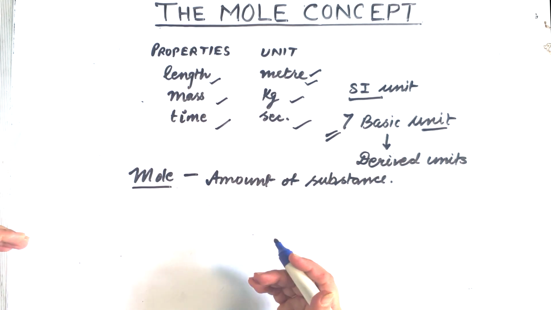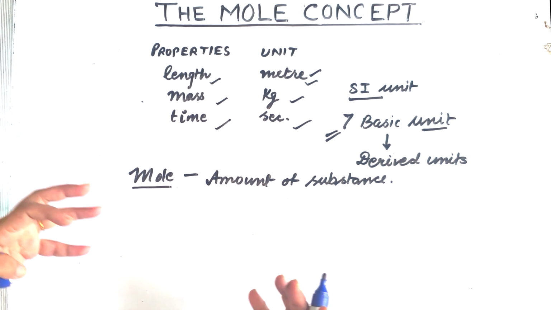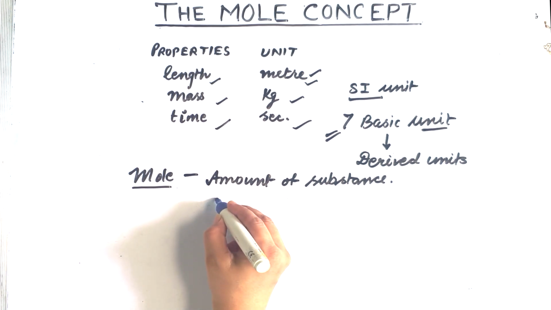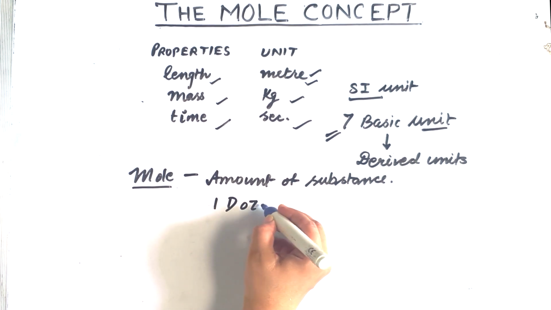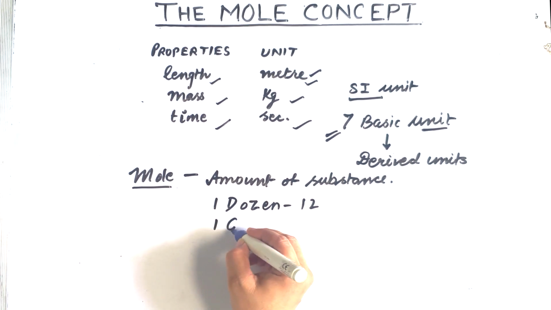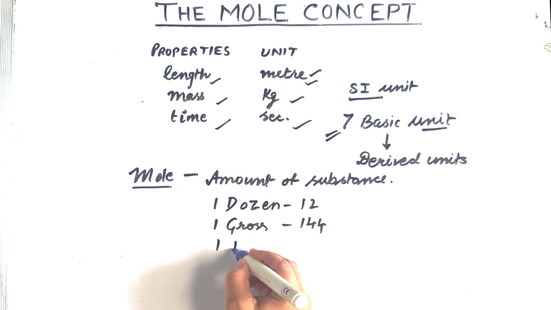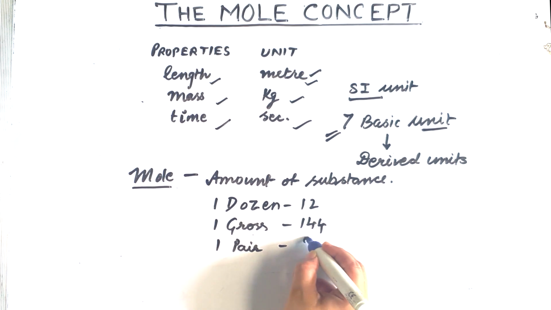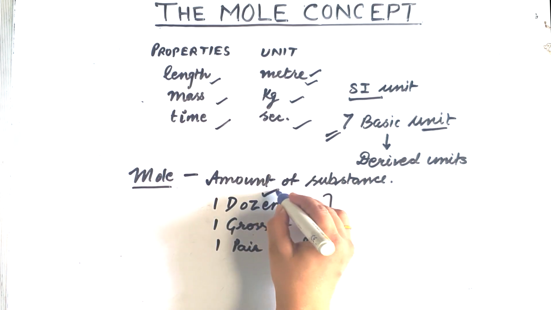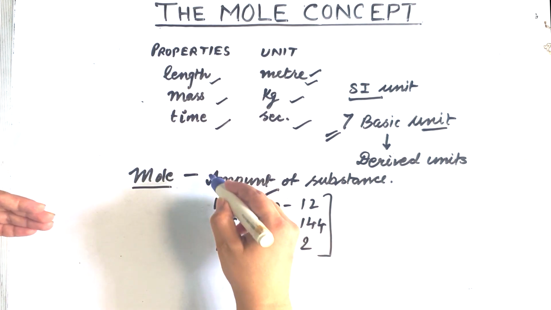Okay, but as we know, we have many other units to measure amount of substances. For example, if I ask for 1 dozen of anything, I get 12 things. If I ask for 1 gross of anything, I get 144. If I ask for 1 pair of anything, I get 2. So we have other units also, dozen, gross and pair, which we use to measure the amount of substance.